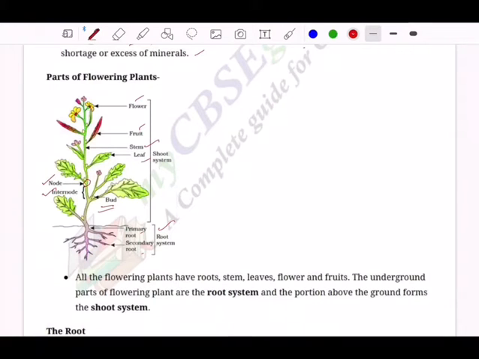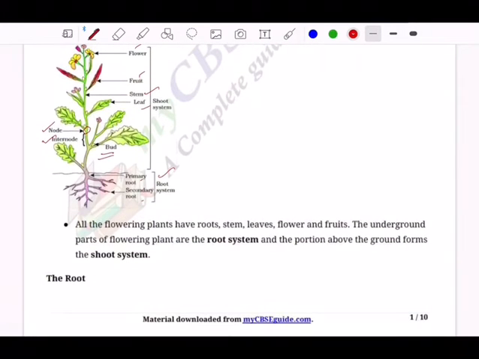So these are the external features that one can see easily in any flowering plant. All the flowering plants have roots, stem, leaves, flower and fruits. The underground parts of flowering plants are the root system, and the portion above the ground forms the shoot system. So you have two systems, root system and shoot system. One is below the earth, another is above the earth.